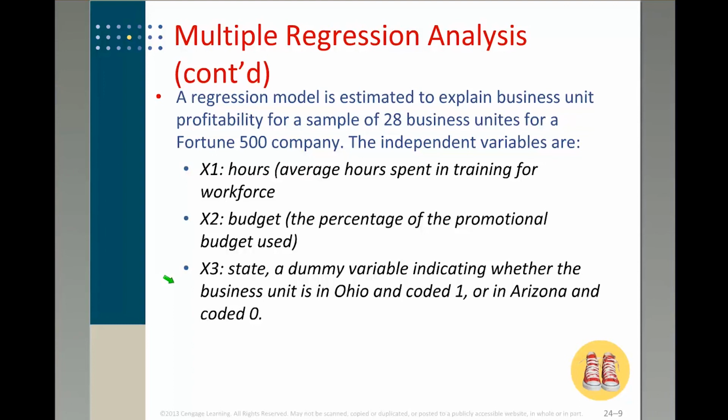Another comment about x3, which again is the dummy variable: it is used to include a categorical variable. If you look at the data, it seems this company has business units in Ohio and Arizona. Since there are only 2 states involved, we would only create one dummy variable, and we assign 1 to the dummy variable when the business is in Ohio. We assign 0 if it is in Arizona.